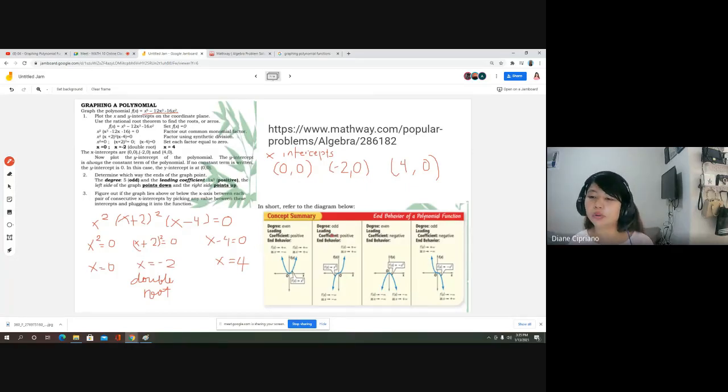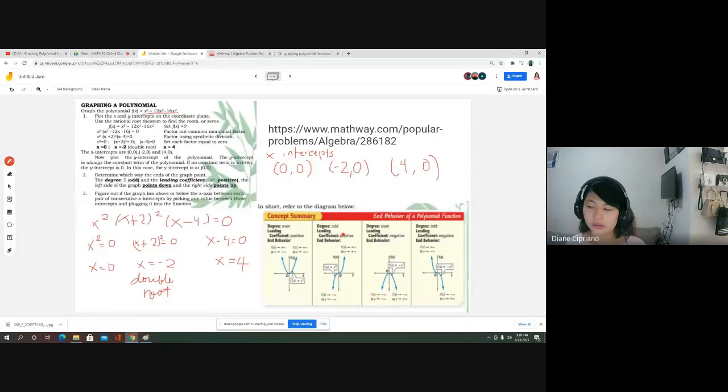So, before that, bago tayo magpatuloy, can you identify now what kind of opening yung makukuha natin given this sample? What opening kaya sa ating concept summary? A, B, C, or D? Ano? Wala? Walang nakakaalala? Paano ba malalaman? Ano ba yung degree mo? Even or odd?